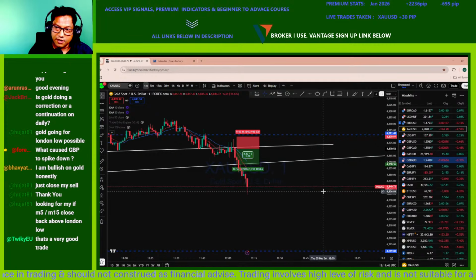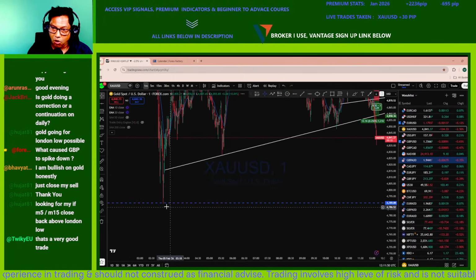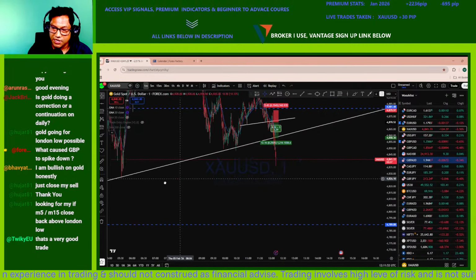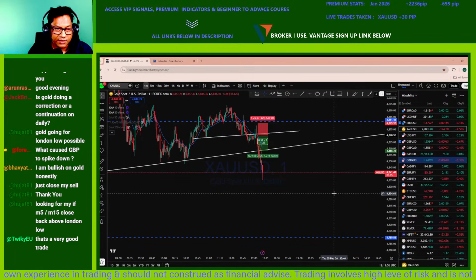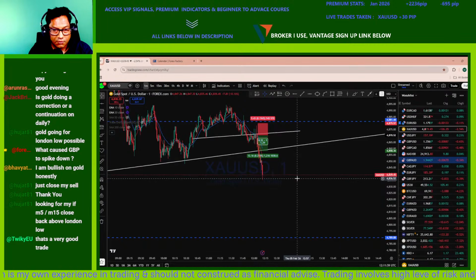So if you look at that, this is an imbalance, right? After this, we saw the price move back to the upside. Now it's trying to fill that imbalance, coming back below to that support level again. That's a very good trade.